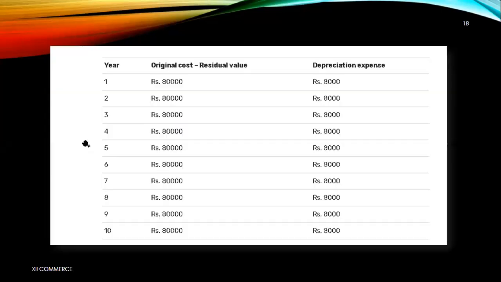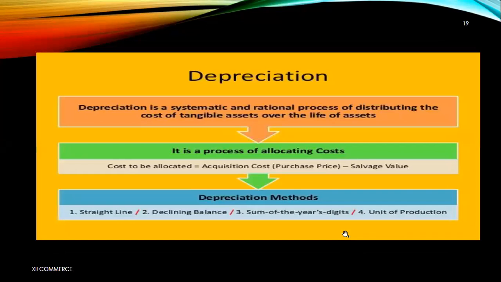So here they have mentioned 80,000. Total cost minus residual value is your 80,000. And then you apply it divided by 10. So the answer of depreciation is 8,000 for the number of years, which is the same. It means depreciation of the first year is 8,000, which will be the same for the next 10 years.